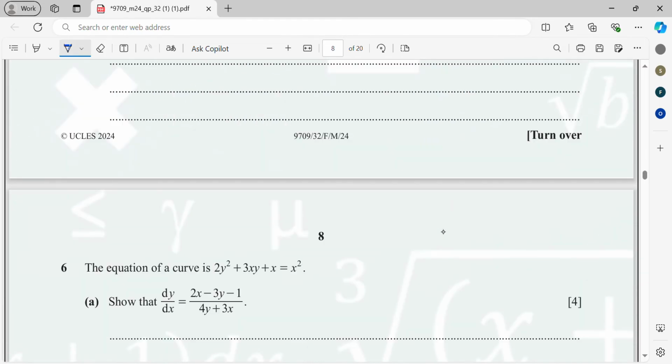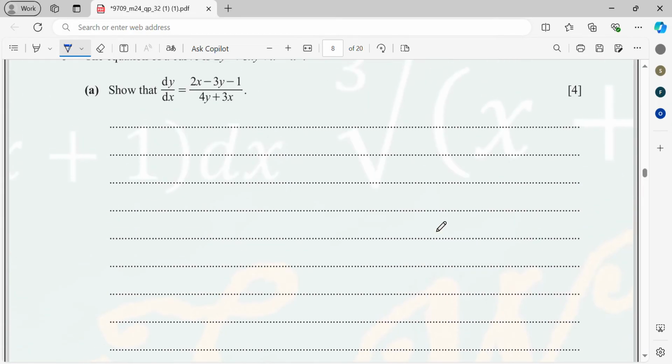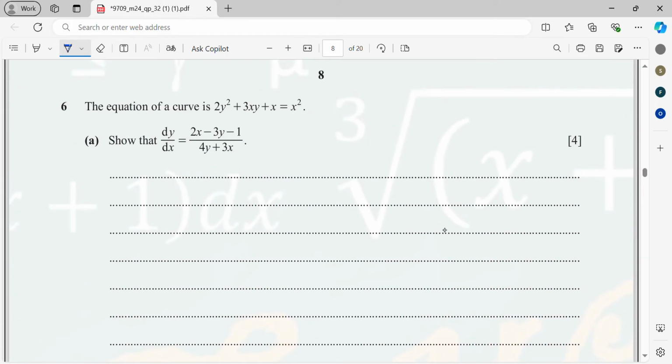Okay, so next question, number 6. The equation of a curve is 2y squared plus 3xy plus x equals x squared. Show this dy dx. So now I will rewrite the question first: 2y squared plus 3xy plus x equals x squared.